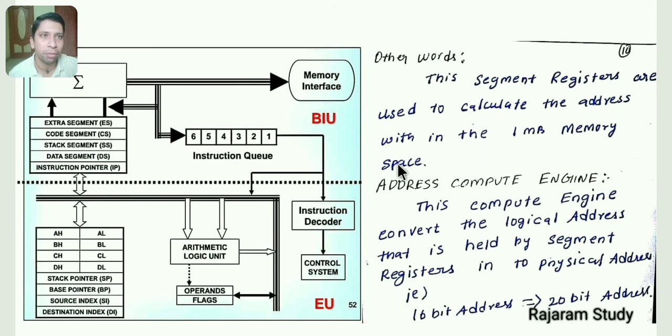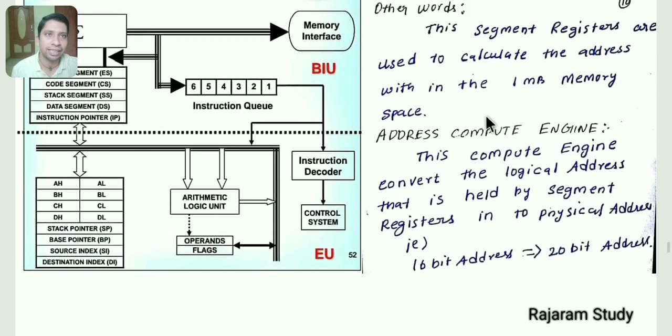Now, what is this 1 MB of memory space? Our microprocessor can address around 1 MB of memory space. That is, it has 20 bits, which can address around 1 MB. That is the reason 2 power 20 is 1 MB.